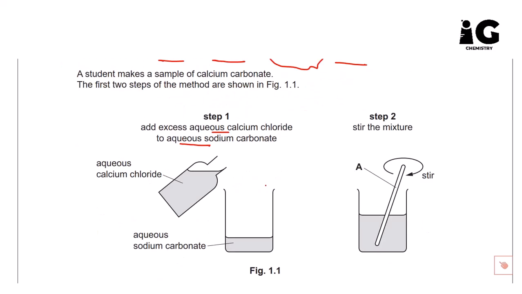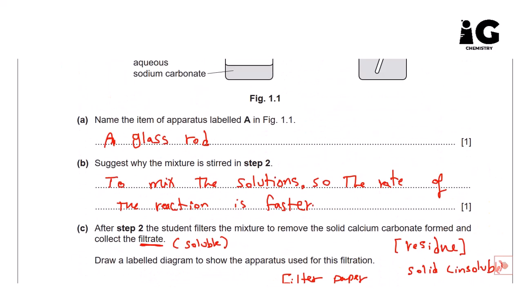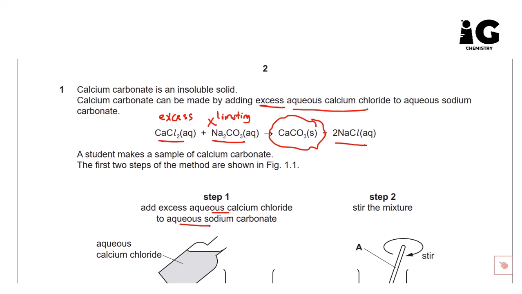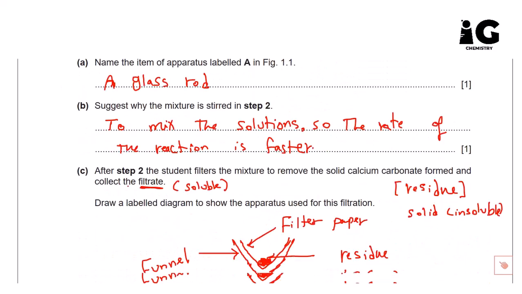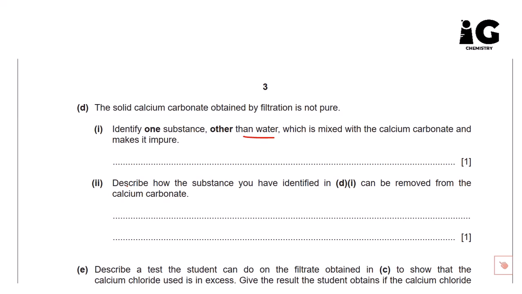That makes the calcium carbonate impure. So the two substances here are calcium chloride or sodium chloride, because they are mixed. So this is either calcium chloride, CaCl2 aqueous, or you could write also the sodium chloride. You could write this or this.